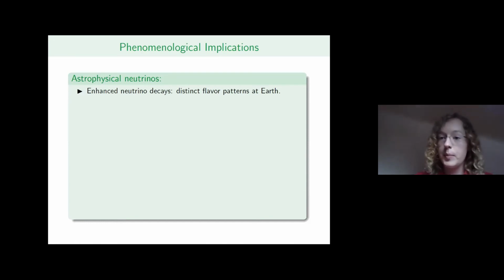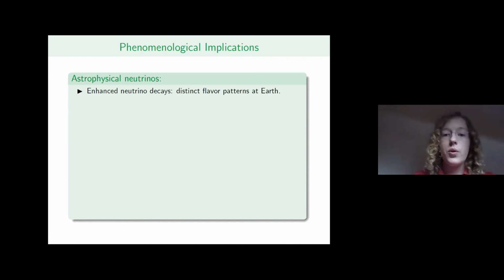And this is, for example, the case for IceCube neutrinos or supernova neutrinos. According to our model, all of these neutrinos should be in the lowest eigenstate when they arrive here at Earth. And this is something that IceCube is currently probing already, but we don't have enough data yet. But this will be probed in the upcoming years with more statistics.